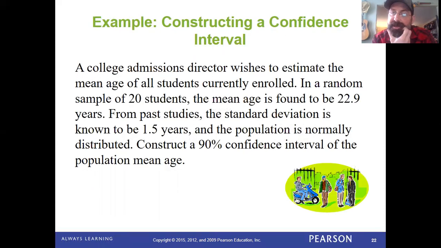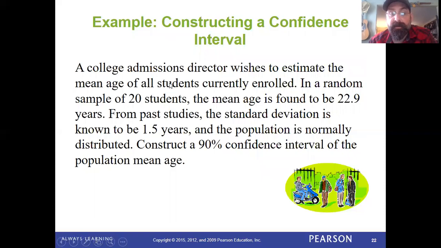Another example: a college admissions director wants to estimate the mean age of all students currently enrolled. Let's just imagine it's a really big school, so it would be hard for us to calculate the average age of all of them. So they randomly sampled 20 students and found the mean age to be 22.9 years old. From past studies, the standard deviation is known to be 1.5 years. They're telling us sigma. And the population is normally distributed. They want us to construct a 90% confidence interval.